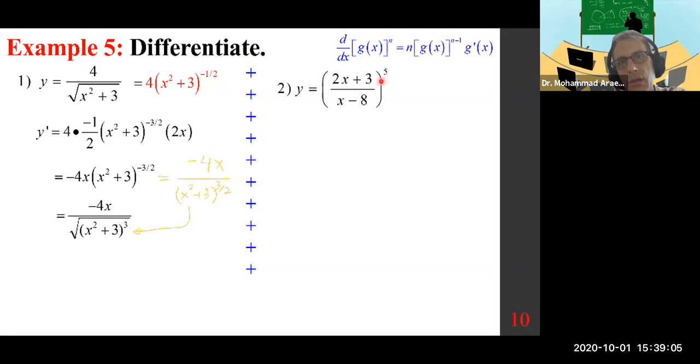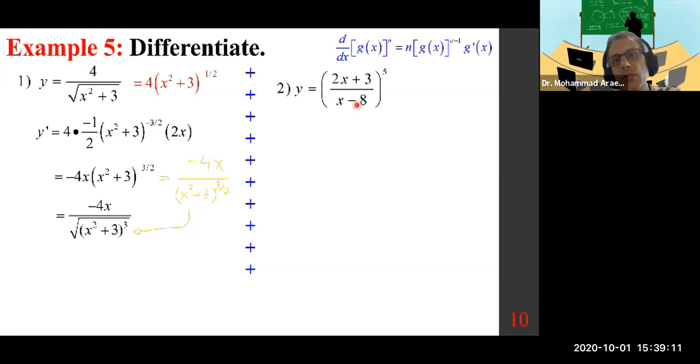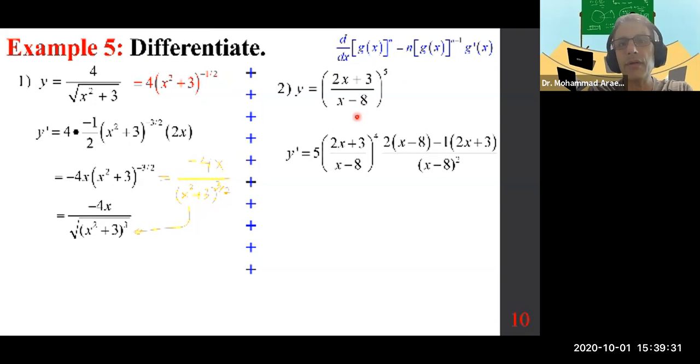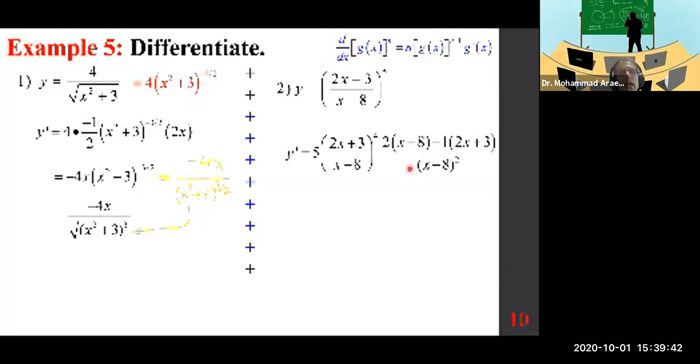Now the derivative of whatever that g of x is requires a quotient rule. So let's multiply by the derivative of it, using the quotient rule. Which means the derivative of the top, which is 2, times the bottom, minus the derivative of the bottom, which is 1, times the top, over the bottom squared. So take a look: 5 sits in front, same thing to the power of 4, and now the derivative of the inside, using the quotient rule, and you are done.